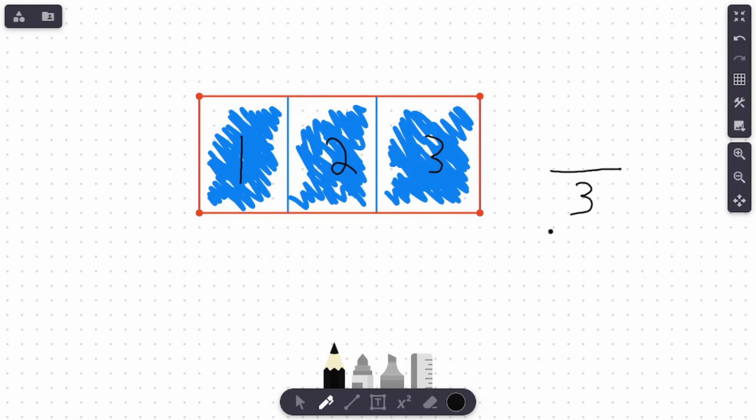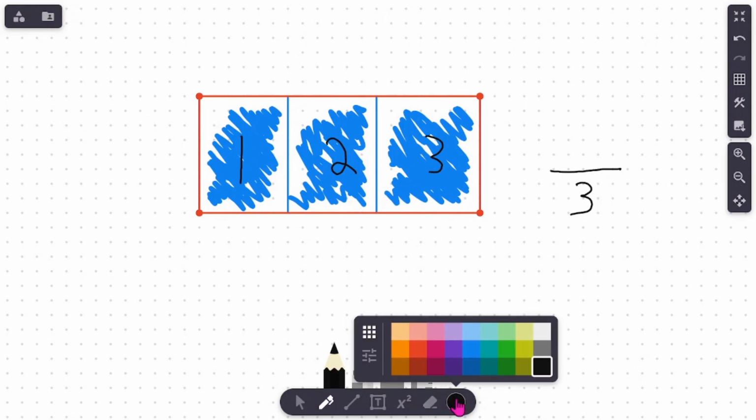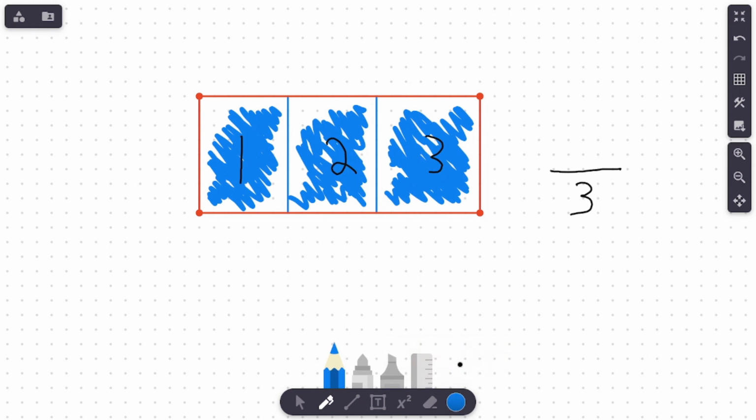How many sections do we have total? How many sections do we divide this rectangle into equally? We took one whole rectangle, and we divided it into 1 section, 2 sections, 3 sections. All right. Now here's my challenge for you. You're probably looking at this and thinking to yourself, Mr. C, you colored in all 3 of the sections.